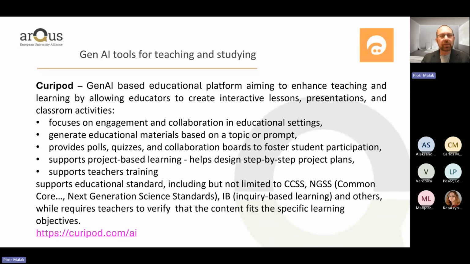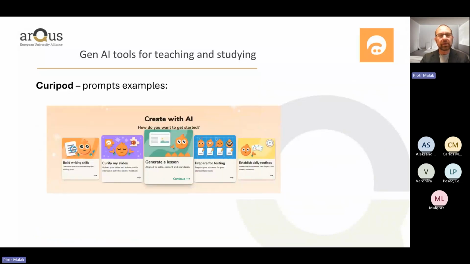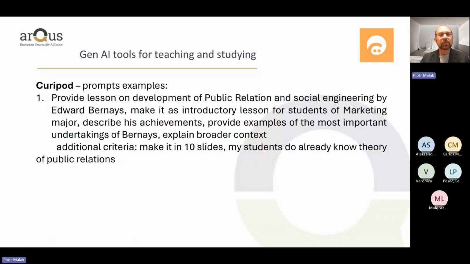Also, it's compliant with some educational standards like Common Core, Next Generation Science Standards, or Inquiry-Based Learning. So we can define in our prompt which standards we want to use. And again, my question for you is to use the link I provided in the chat to start with QReport. From the suggestions, please choose generate a lesson. My example lesson will again consist of public relations and Edward Bernays. So I will present to you how this tool works.